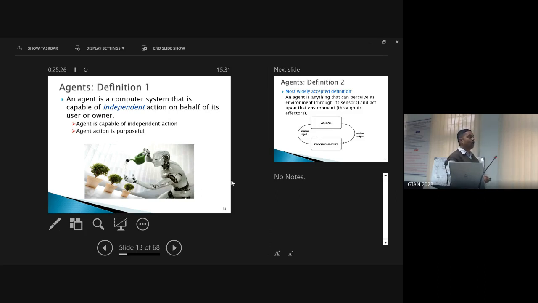So an agent is capable of independent action. Agent action is purposeful. Whenever an agent is performing any task or doing any job, it has something in its mind, just like a human being. That's why it's called a purposeful agent, because whatever the agent is doing, it is doing for a particular purpose. That can be optimization, time optimization, cost optimization, quality optimization, whatever. But there is some purpose in the agent's mind.